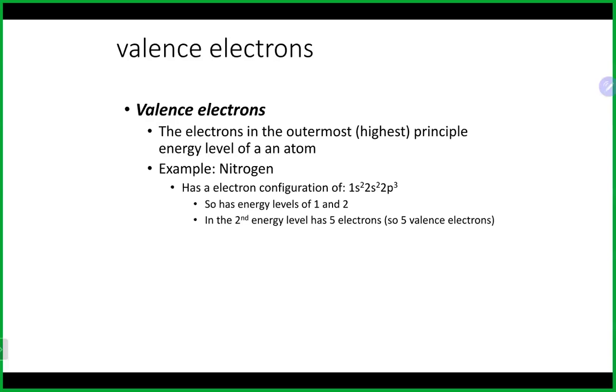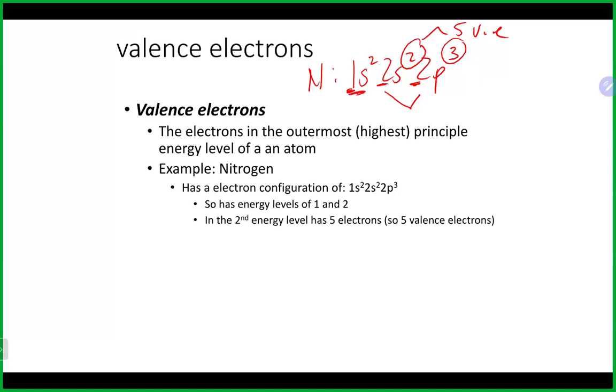They are the ones that are in the highest energy levels. So for example, here we have nitrogen, which is 7, and we have 1s2, 2s2, 2p3. And remember that these first numbers here are the energy level. So we can see here on the second energy level, which is the highest, there is a grand total of 5 valence electrons. So that is what's referred to as the 5 valence electrons for nitrogen.